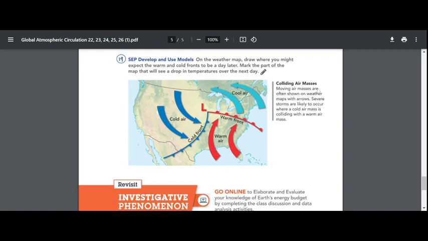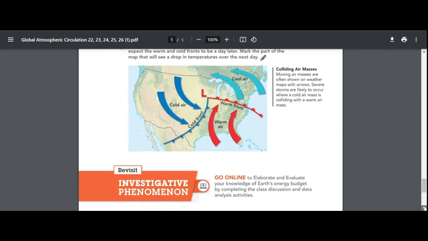So this is showing colliding air masses. Moving air masses are often shown on weather maps with arrows. Severe storms are likely to occur where a cold air mass is colliding with a warm air mass.